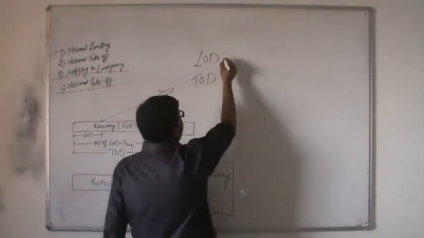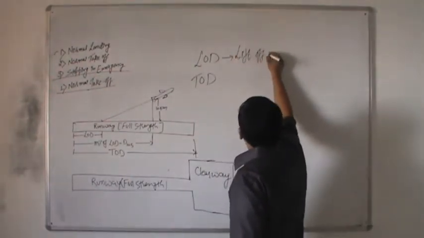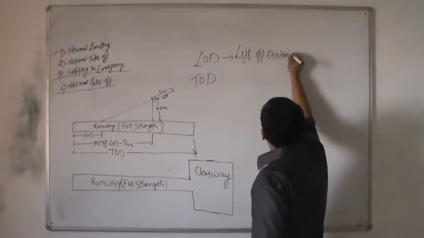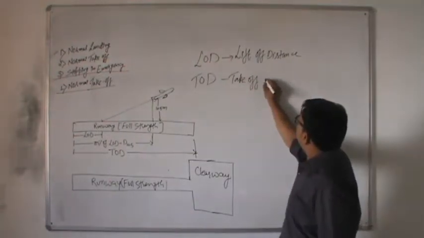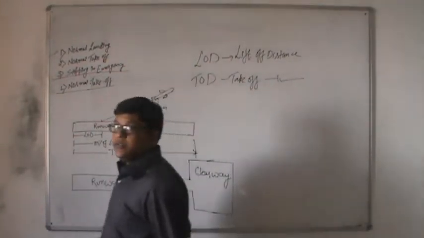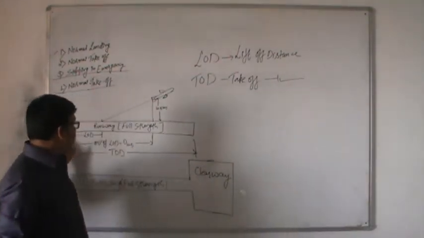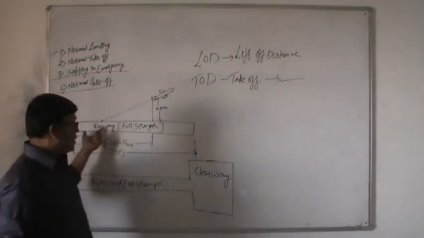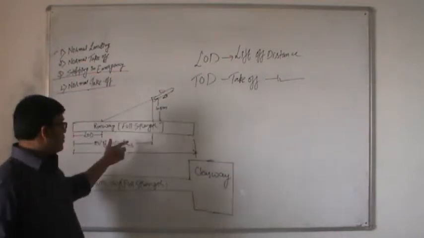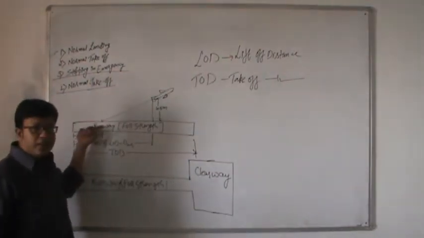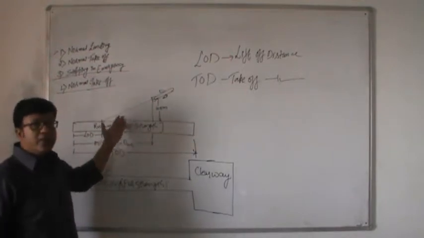So what is the LOD? This is the lift off distance, while this is the takeoff distance. Right. So what is the lift off distance? The lift off distance is nothing but the distance from the runway which is required for an aircraft to attain a lift during the takeoff operation.